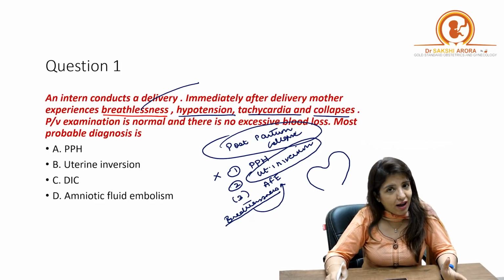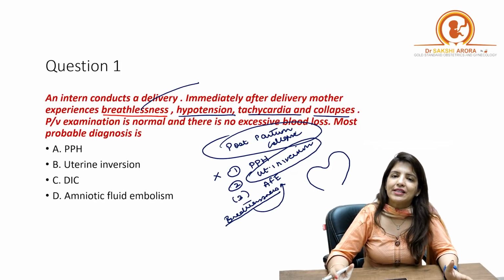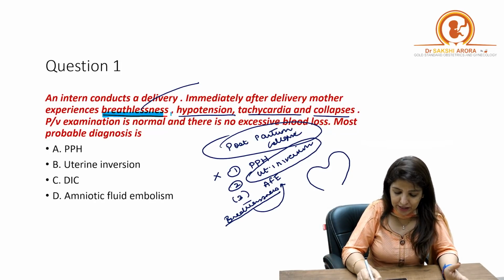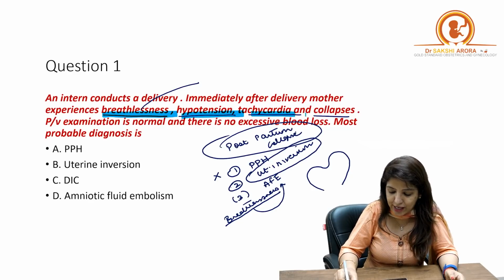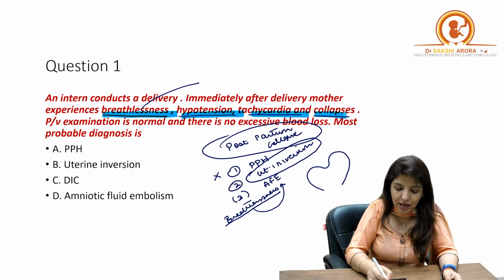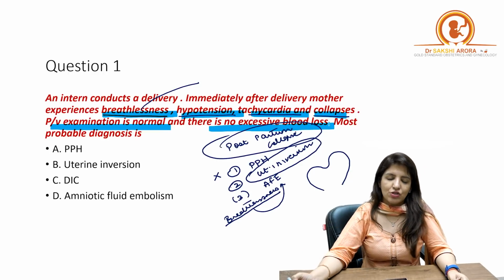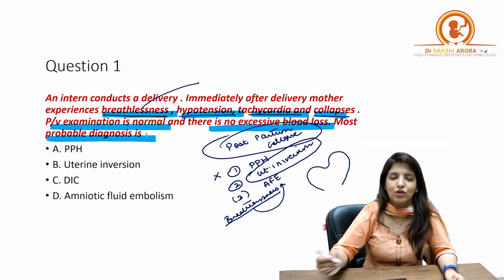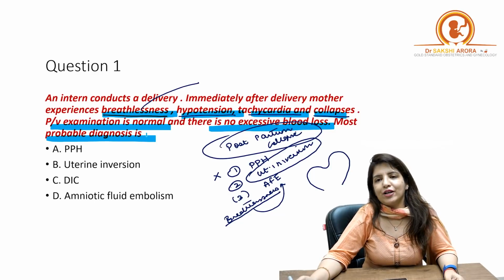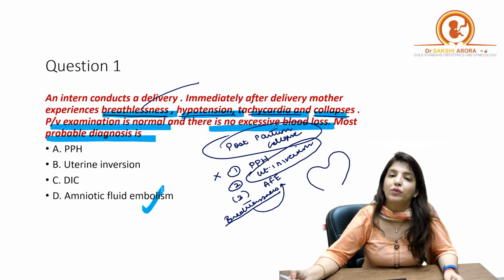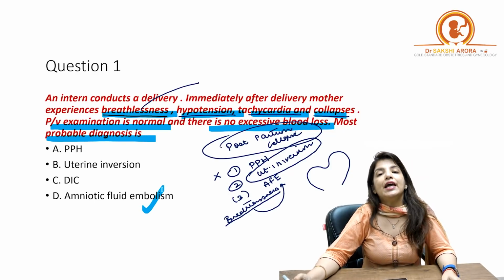And so in our case over here, the patient is having breathlessness, there is hypotension, tachycardia and she collapses. Per vaginal examination is normal and there is no excessive blood loss. What is the most probable diagnosis? The most probable diagnosis is amniotic fluid embolism, right?